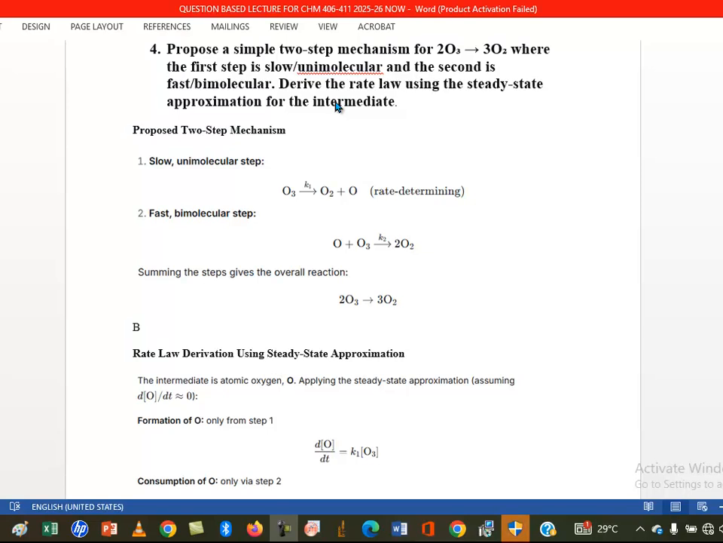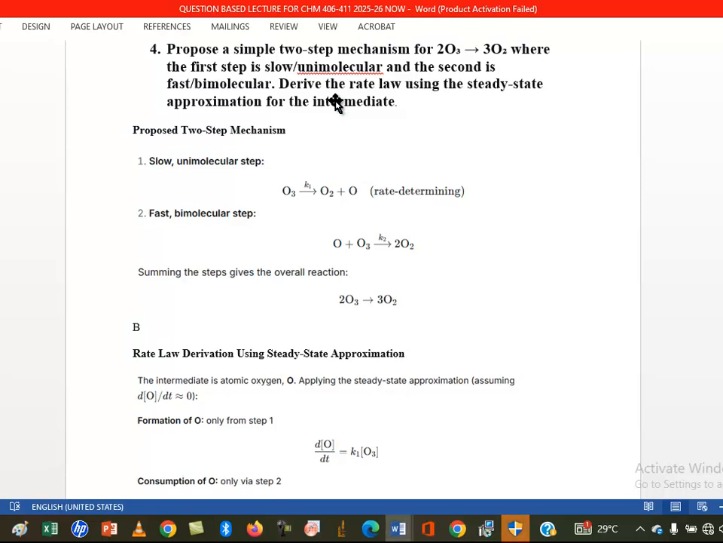The second one is much more tasking, because there you have to use the steady state approximation for the intermediate, and then you have to put it into the main rate equation for the product before you get your answer. So let's first of all get the steady state approximation going.